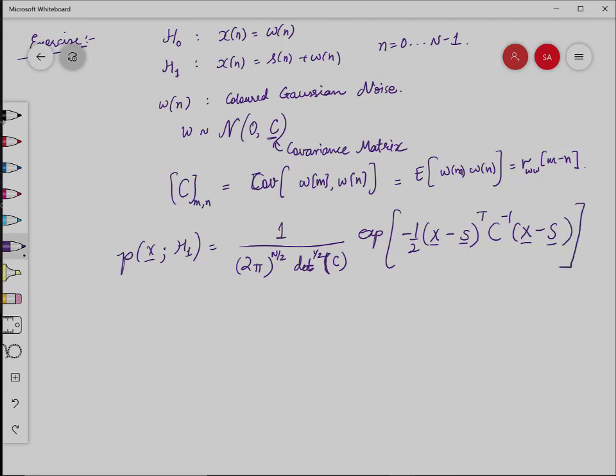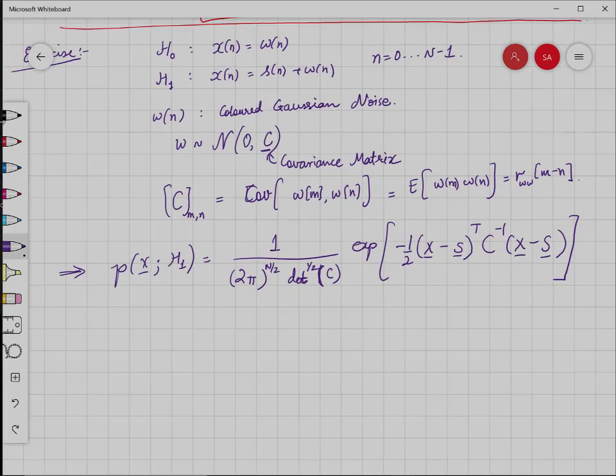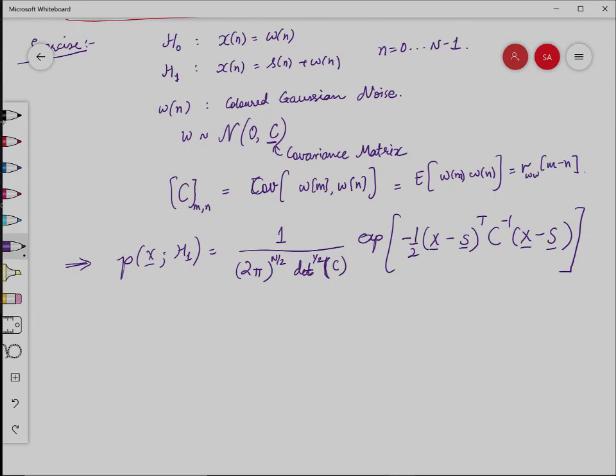Alright, so I've also provided you the likelihood probability, and under this assumption that the noise is colored, you have to figure out what is going to be my L of x, the likelihood ratio test or the test statistic. What is going to be my test statistic in this case?